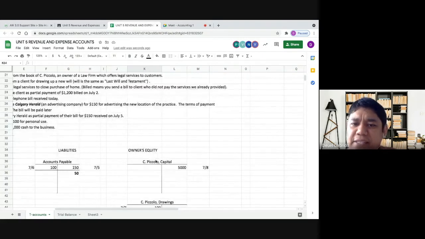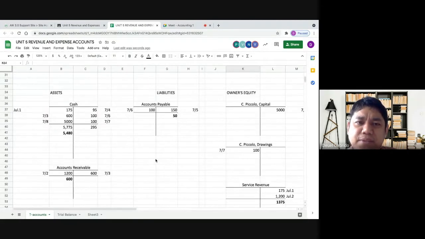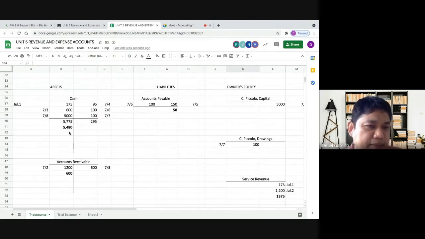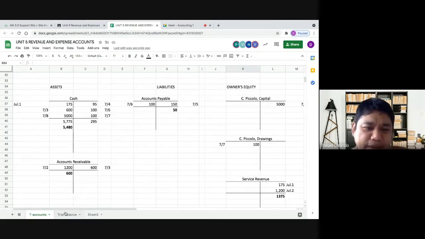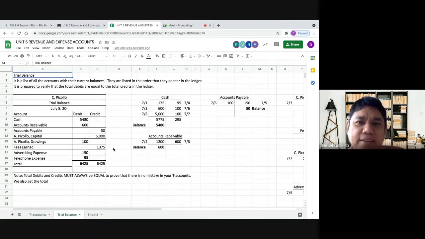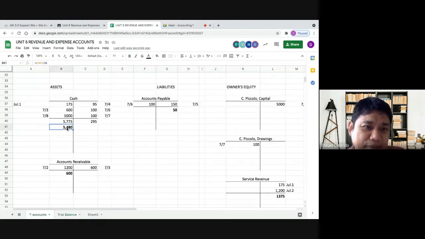If I ask you guys to make a trial balance, of course you are going to use these amounts. You know what a trial balance is, right? We will add all the debits. I think there is one here. Is this the one that I did? Is this another trial balance or the same one? Let's check. Cash is 5,480. Yeah, same, correct.